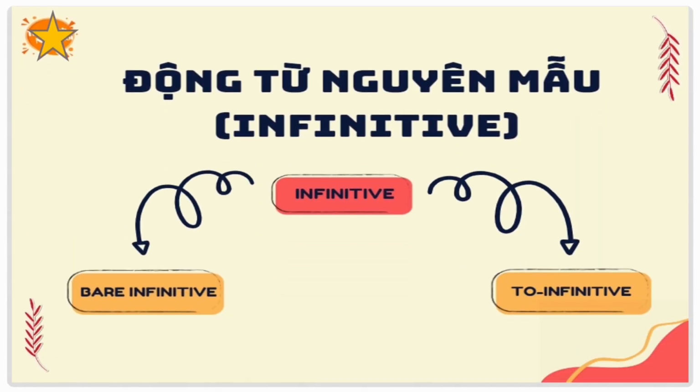Hello everyone, today we are going to learn about the infinitive verb in English. Infinitives are very important because they can be used in many ways: as the subject of a sentence, as the object of a verb, or to show purpose. By the end of this lesson, you will understand not only what an infinitive is, but also how to use it correctly in different situations.